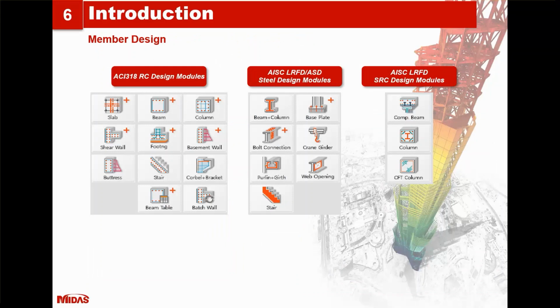So here are the included design modules for ACI 318 and AISC, LRFD, and ASD. For RC design, it includes slab, beam, column, shear wall, footing, etc. And then for steel design, beam, column, base plate, bolt connection, etc. Also, it includes SRC or steel reinforced concrete for composite beam, composite column, and CFT column.